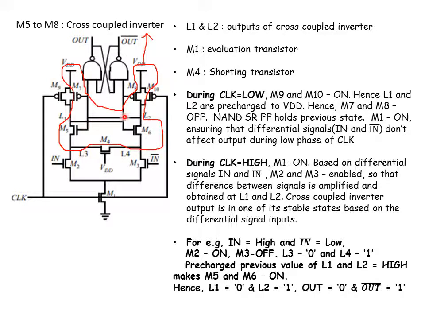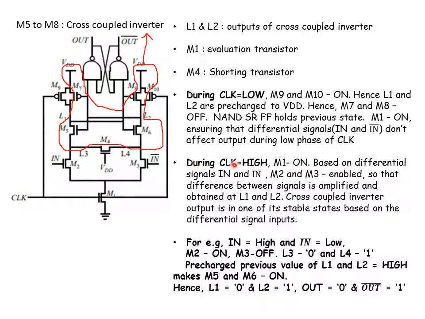So here this NAND gate input is 1, and here this NAND gate input is again 1. We have already seen for the SR flip-flop that when the inputs S and R are 1 and 1, the flip-flop holds its previous state. So whatever the previous state was will be held. The NAND SR flip-flop holds its previous state. In this condition, when clock equals 0, we can ensure that the differential signals in and in bar don't affect the output during the low phase of the clock.